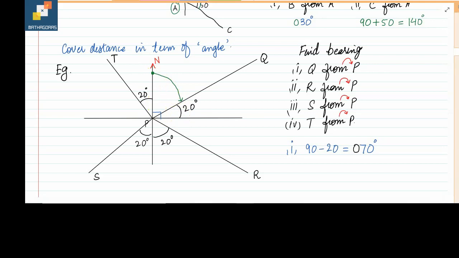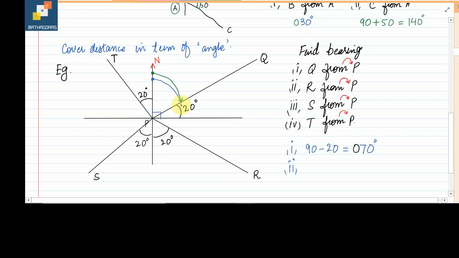Okay, for part 2, it says R from P. Now, again, what you need to do, first the starting point. I am going to do it with a blue pen. So starting point at P, let's suppose this is my starting point. From the north of P until I reach the line R. So I am going to start my journey from here.